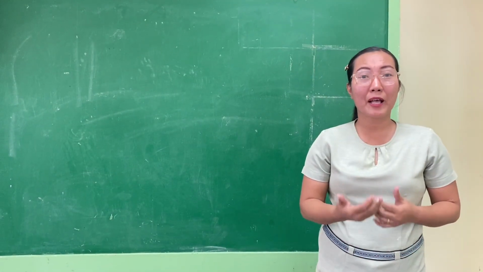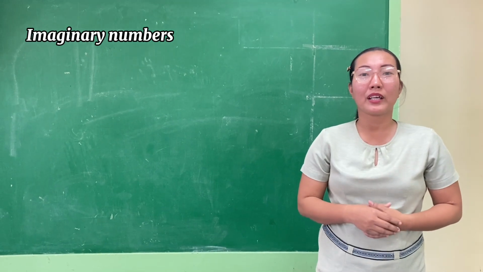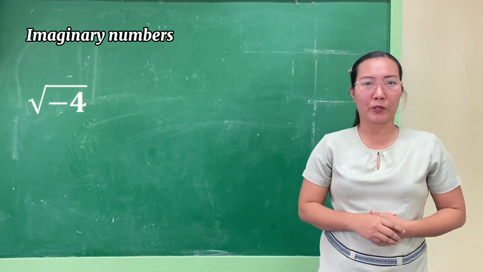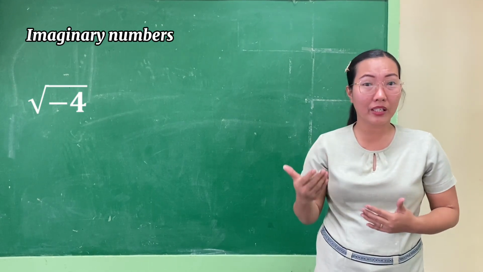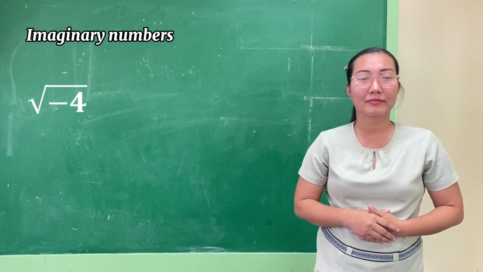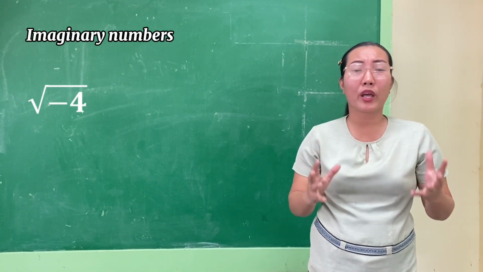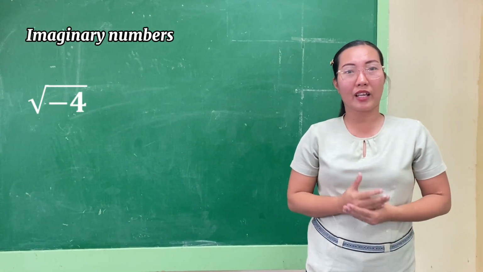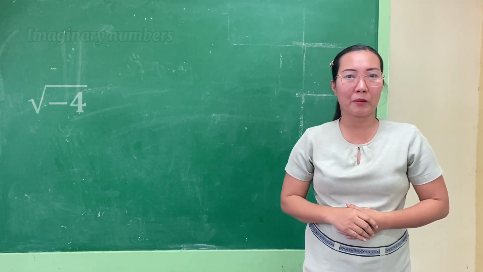Okay, let's have an example for imaginary numbers. This time, let's have the square root of -4. Now, can you think of a number that when you square it, the answer is -4? You're right. There's no such number that when you square it, the answer is -4. That's why it belongs to imaginary numbers.